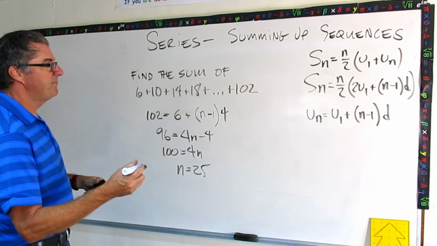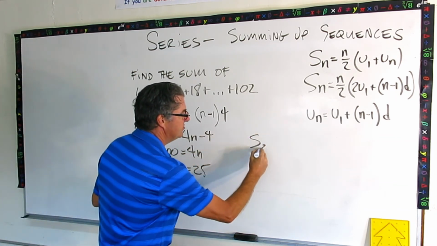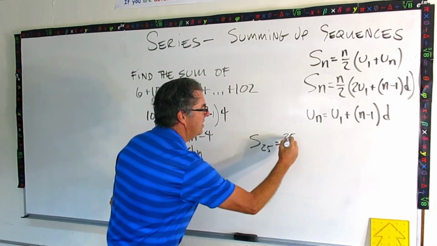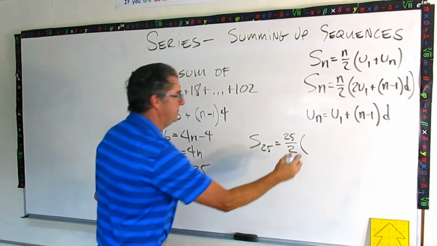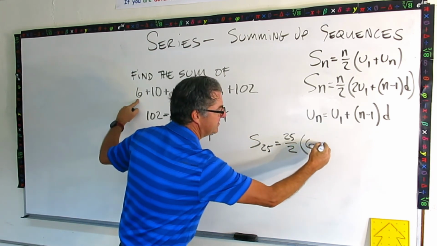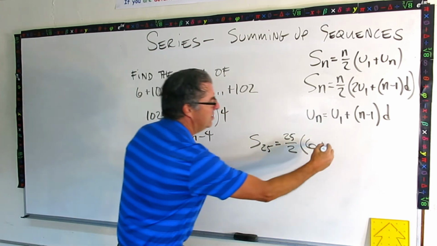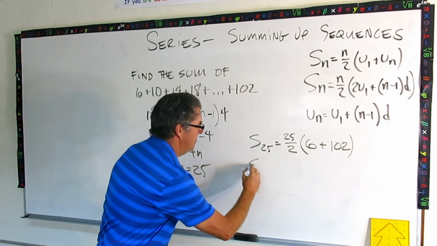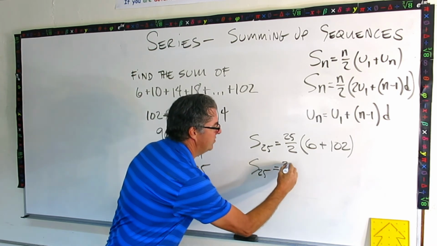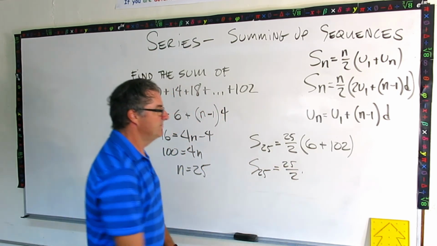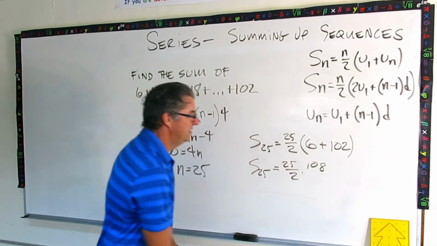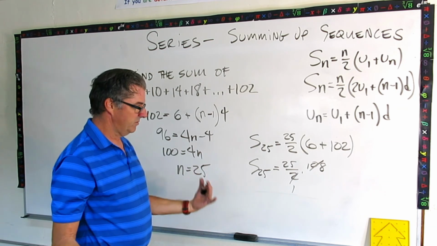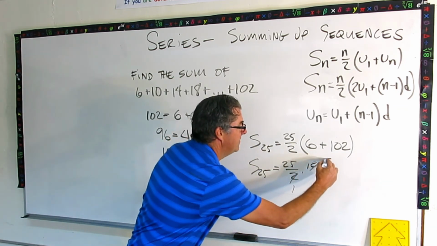Okay, doing my plug-in. S25, the sum of the 25 terms in this sequence, is going to be 25 over 2 times u1, which is 6, first term, plus the last term, which is 102. So this is a pretty simple calculation. S25 equals 25 over 2 times 108. I can cross cancel before I multiply.